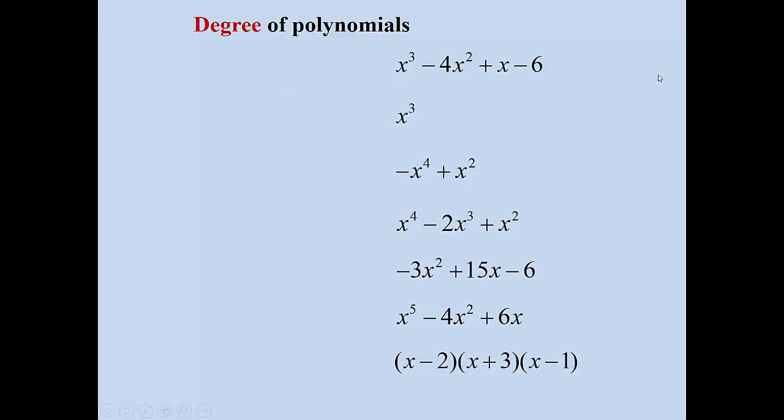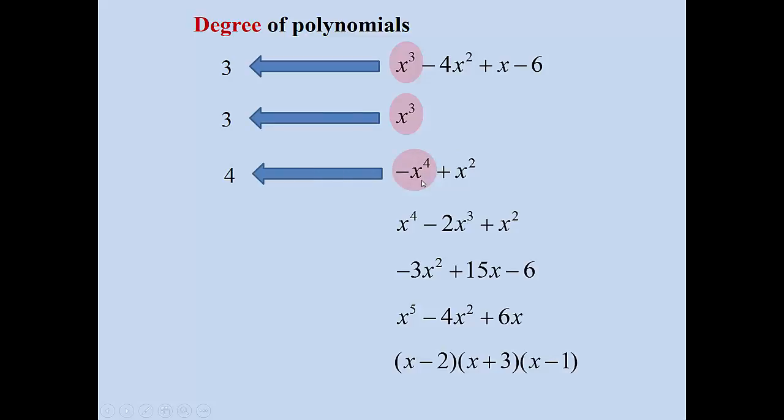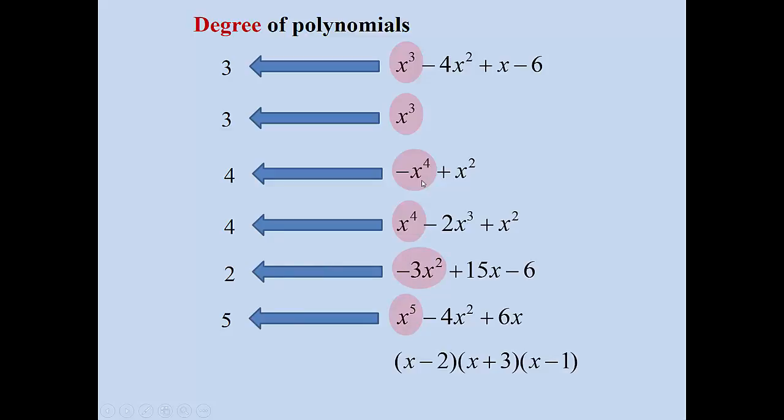So when we say we have a polynomial, the term degree refers to the exponent that is the largest in the entire polynomial. So in the first polynomial, the x to the third tells us this is a third degree polynomial. The second one is also a third degree polynomial. The next one is a fourth degree polynomial. The next one's a fourth degree polynomial. The next one's a second. Next one's a 5. These are kind of obvious. Just look for the highest exponent.